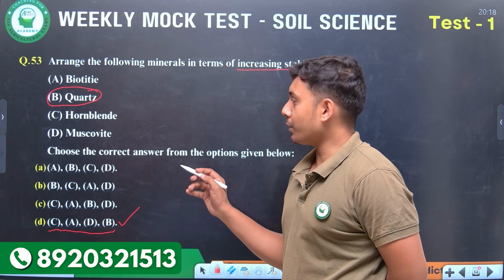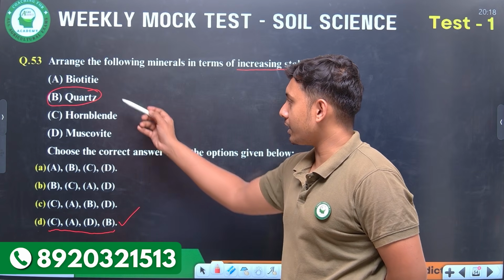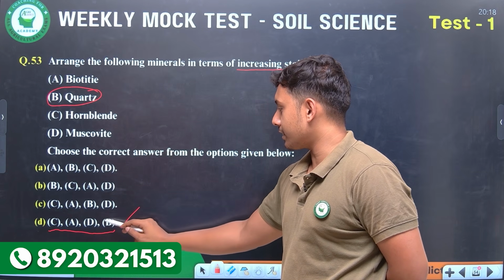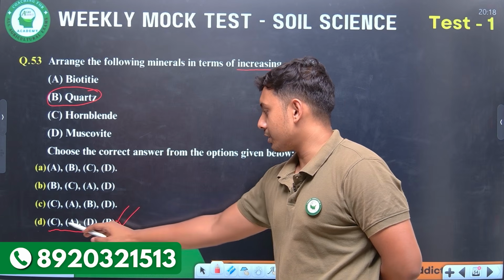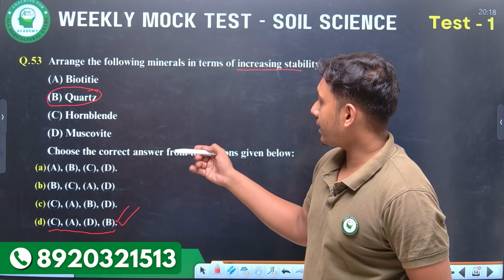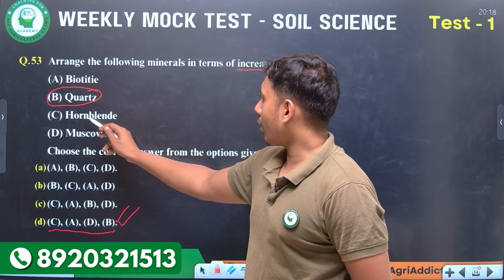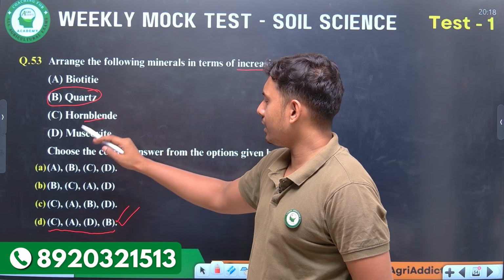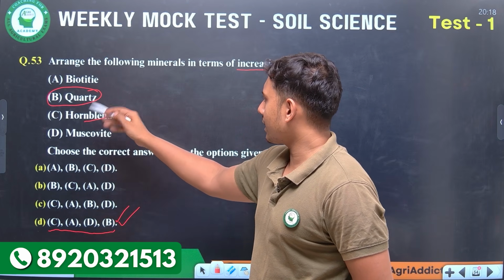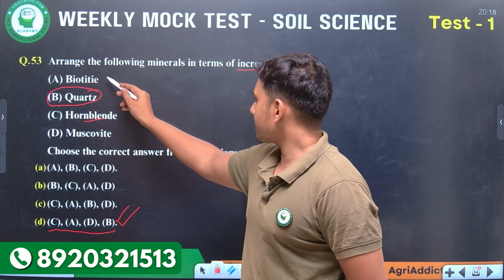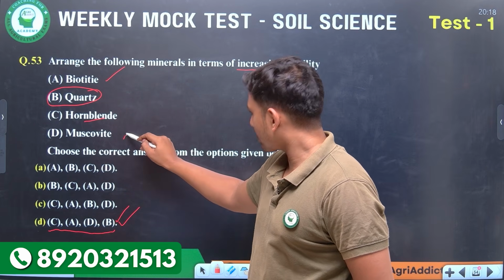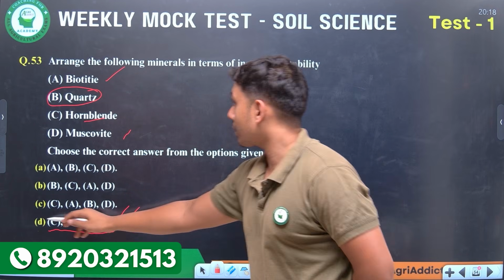Every time this trick will not work, but this is a very good technique because quartz is last, that is, it is the most resistant. So this technique works here. Here we can see hornblende is comparatively the least stable of the four. Then comes biotite, then muscovite and quartz. Okay, so this answer will be right.